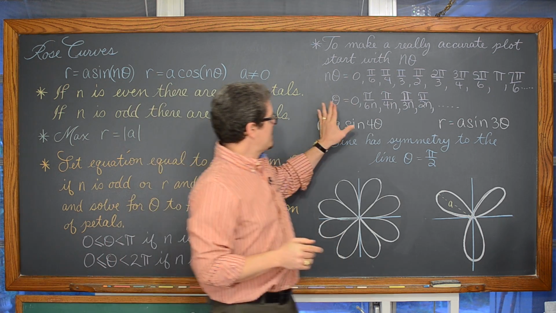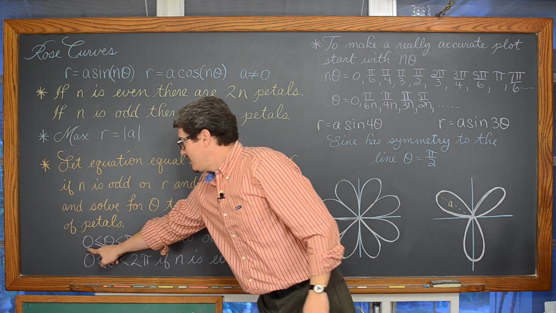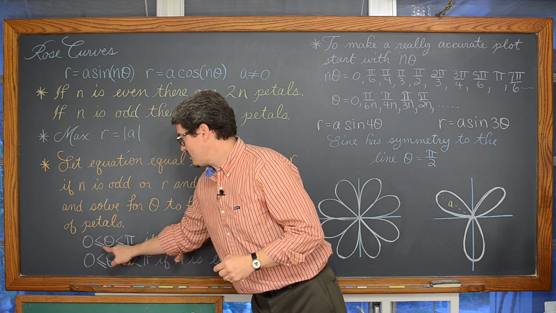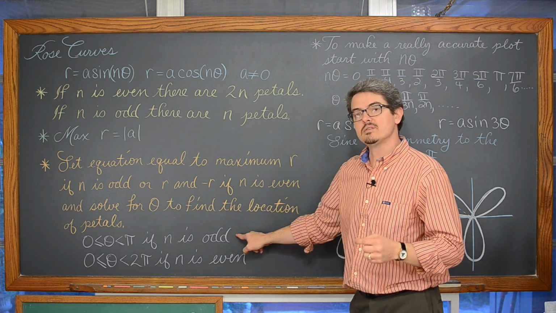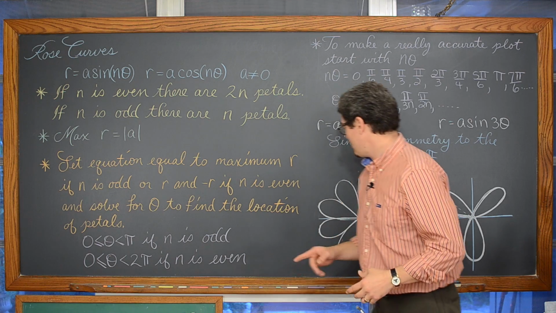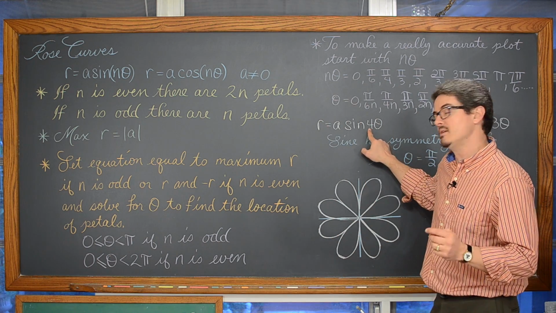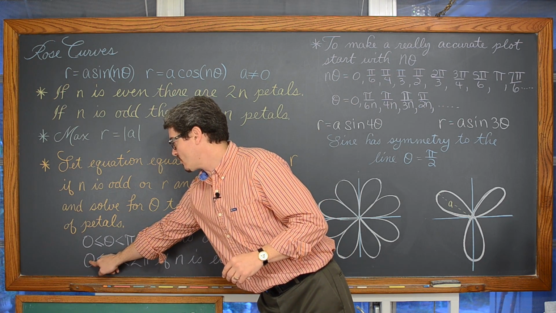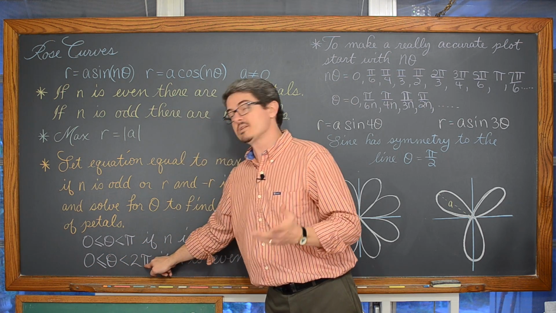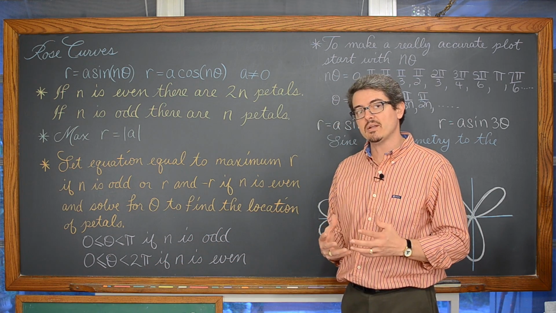Okay, and as you make this list of theta, you'd need to let theta go from greater than or equal to 0 up to pi if n is odd, and to take care of the double the number of petals that you get when n is even, you would need to let theta go from greater than or equal to 0 and less than 2 pi if n is even, to get, again, all those petals.